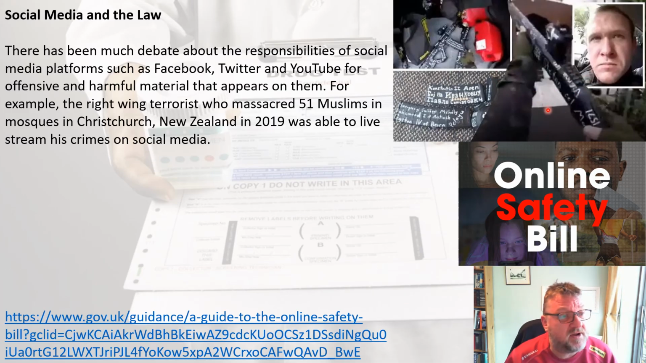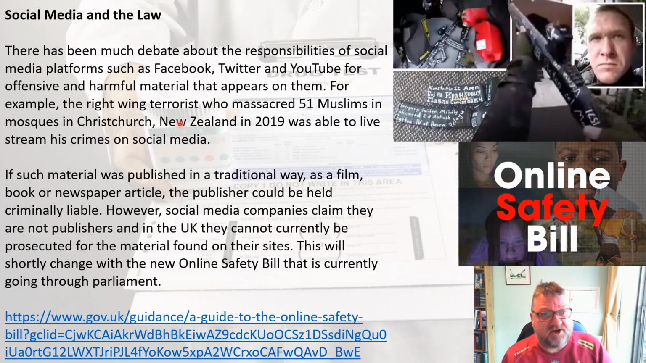Not appropriate. And if such material was published in a traditional way, such as in a film or a book or a newspaper article, the publisher would be held criminally liable. However, social media companies claim they are not the publishers. And in the UK, they can't currently be prosecuted for material found on their sites, although that is about to change, because we have a new online safety bill that's currently going through Parliament as I speak, due probably to be made law sometime early in 2023.